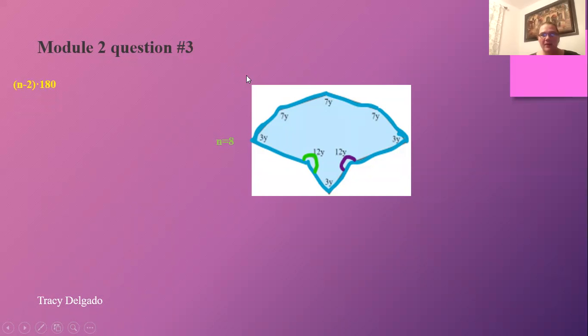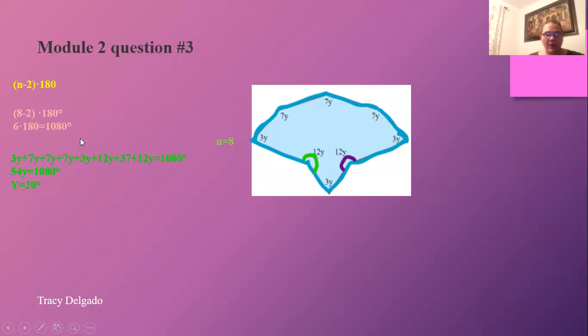To find the answer to our questions, we need to do the formula N minus 2 times 180. And in this case, our N equals 8. Okay, so we'll do 8 minus 2 times 180. So that would be 6 times 180 equals 1080 degrees.